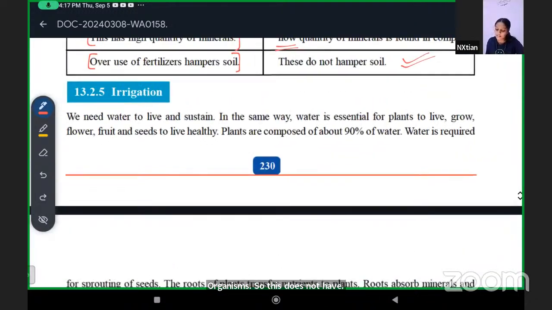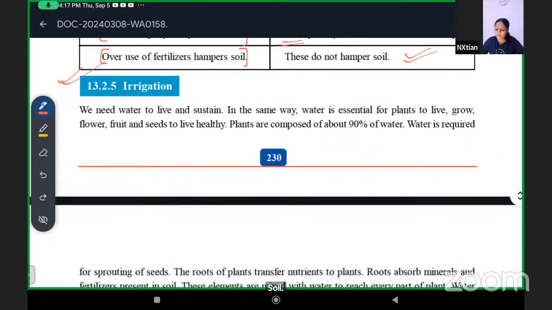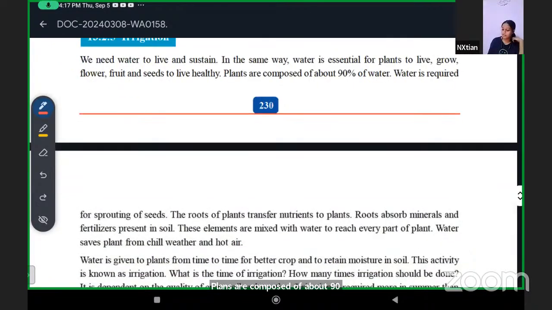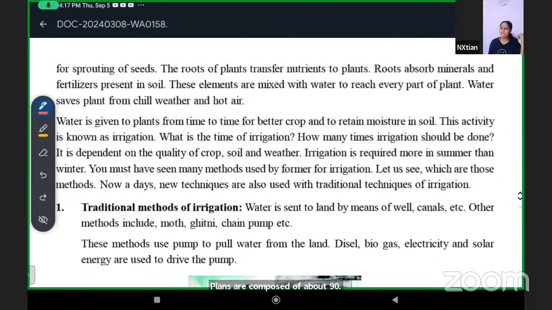Then we have the irrigation process. We need water to live and sustain. In the same way, water is essential for plants to live, grow, flower, fruit, and for seeds to live healthy. Plants are composed of about 90% water. Water is required for sprouting of seeds.